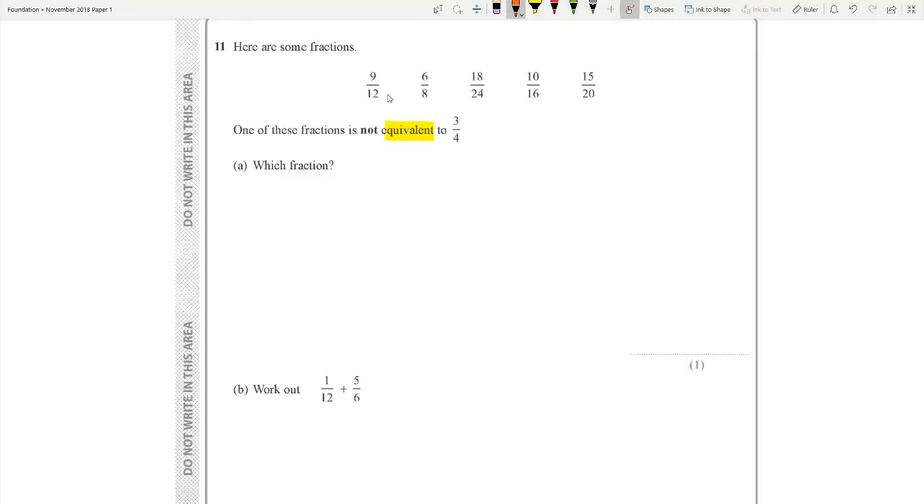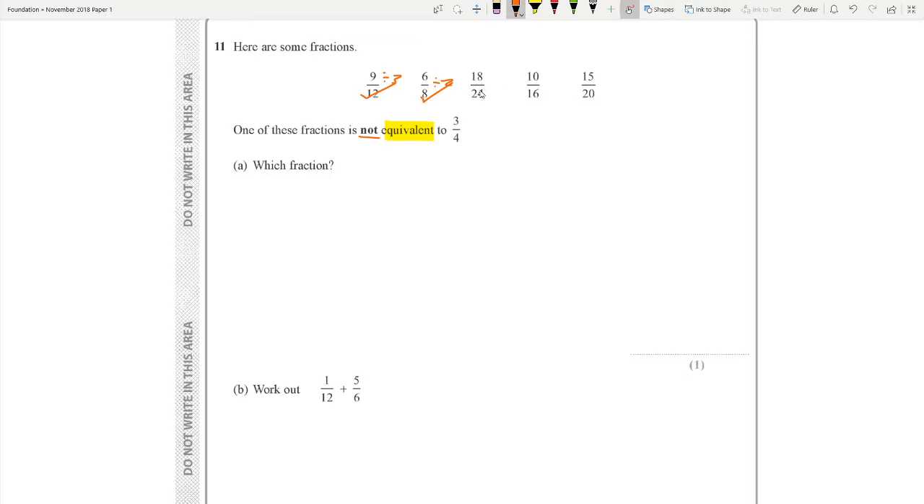Okay, so let's see which one of these cancels down to give us 3/4. So 9 over 12. Well, if I cancel this fraction down by dividing both the top and the bottom by 3, 9 divided by 3 is 3, 12 divided by 3 is 4. So that is equivalent to 3/4. We're looking for something that's not, so that one's out of the picture. Next one, 6 over 8. How can we cancel this down? If we divide both of these by 2, what do we get? 6 divided by 2 is 3, 8 divided by 2 is 4. That gives you 3 over 4. Okay, that works.